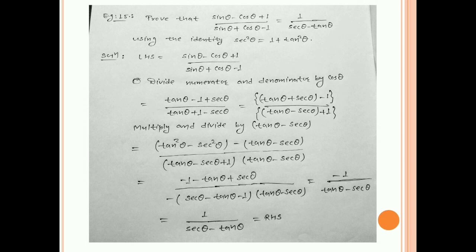Let's see the next example. In this example it is asked, prove that (sin theta minus cos theta plus 1) upon (sin theta plus cos theta minus 1) is equal to 1 upon (sec theta minus tan theta) using the identity sec square theta is equal to 1 plus tan square theta. So using this identity, we have to prove the above relationship. We will take LHS, which is (sin theta minus cos theta plus 1) upon (sin theta plus cos theta minus 1).